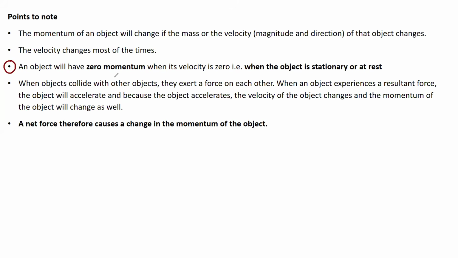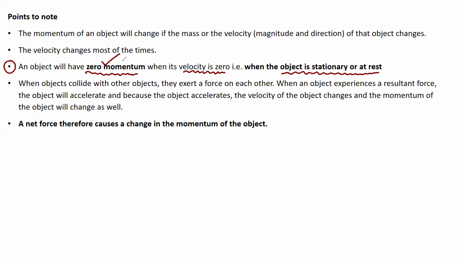It's possible that an object has zero momentum. Very possible. And it has zero momentum when its velocity is zero. In other words, when the object is stationary or at rest. So every time the object has zero momentum, it's because the object is at rest or is stationary. A car that is parked outside your house right now, it has mass, yes, but it is stationary, so its momentum is zero.